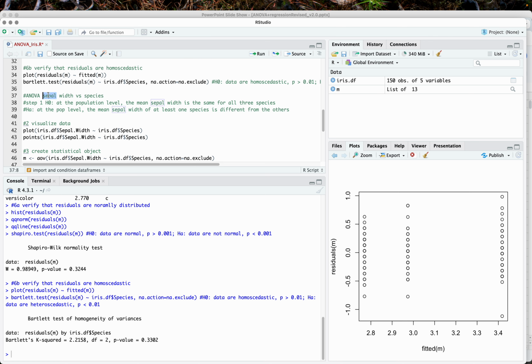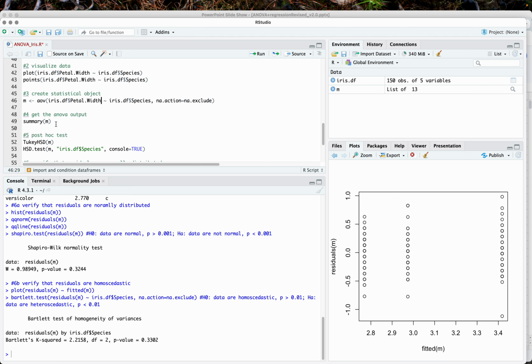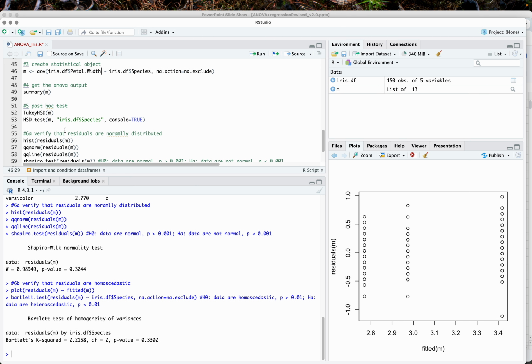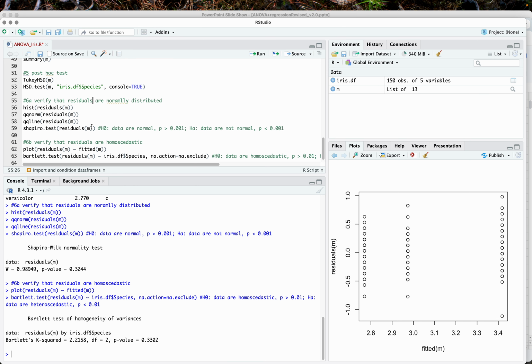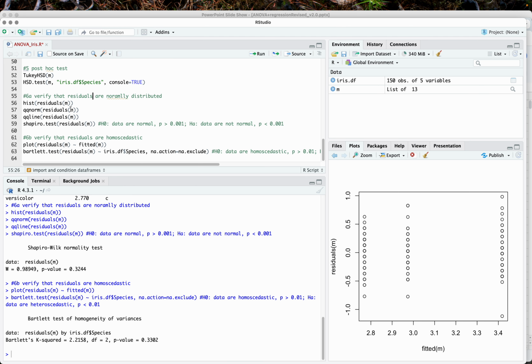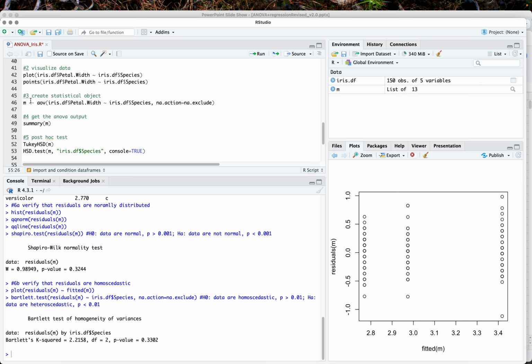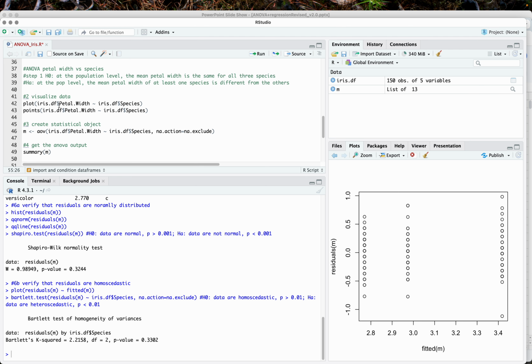Copy, paste, adjust. So now I'm going to go up here. This is not going to be sepal. This is going to be petal width versus species. And I'm going to change the mean to the mean petal width. And then here, instead of sepal width, we're going to change that to petal width. I'm going to copy that so I can easily paste. You have to be very conscientious line by line, because if you miss something, it won't work. The fact that I'm just going to overwrite my statistical object with M is going to make all of this behave very nicely.